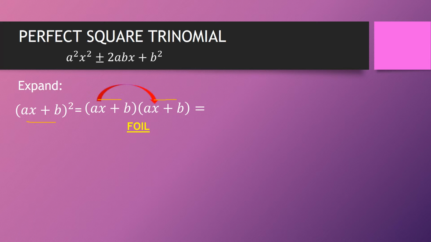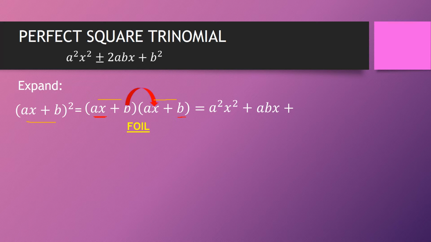You multiply ax times ax, which is a squared x squared, because a times a is a squared, and x times x is x squared. Continue with the FOIL. ax times b is abx. Now you multiply ax by b, and the answer is abx. Continue with the FOIL.